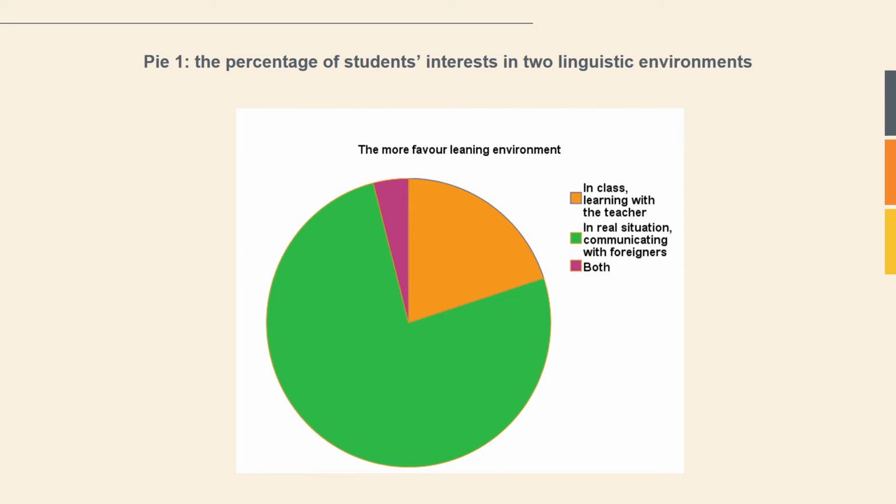So it is easily apparent that over two thirds of the participants show their real interest, their real keenness, on communicating with foreigners outside the classroom with authentic language.